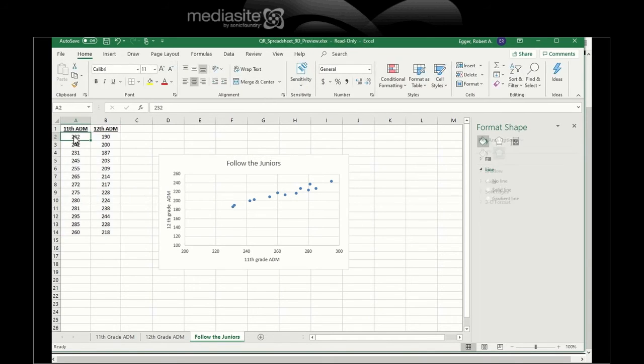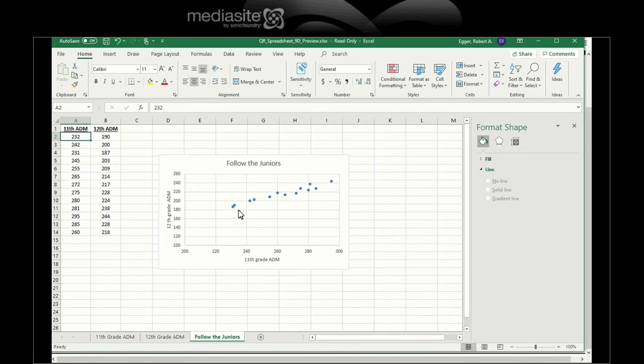So just because this is first doesn't necessarily mean this is going to be the first data point. The first data point here is 231, 187. That's here. The second point is 232, 190. That's the first one. The third one is 242, 200. That's the second one. 245, 203, that's the fifth one. So they're not necessarily in the same order as being done here.